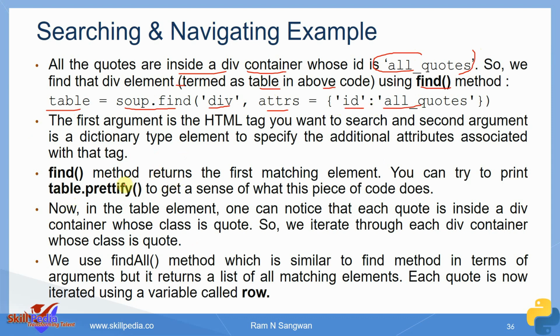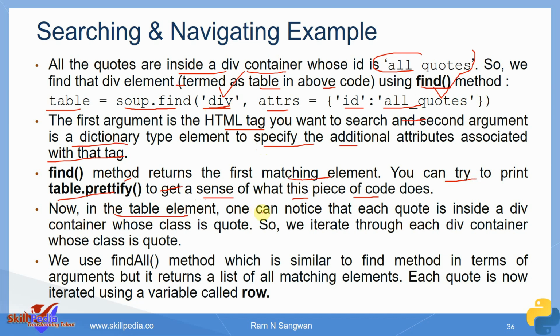The first argument is the HTML tag you want to search. If you want to search div, you have to specify div. And the second argument is the dictionary type element to specify additional attributes associated with that tag. So find the div where the ID of the tag is all quotes. The find method returns the first matching element. You can try to print table.prettify() to get a sense of what this piece of code does.